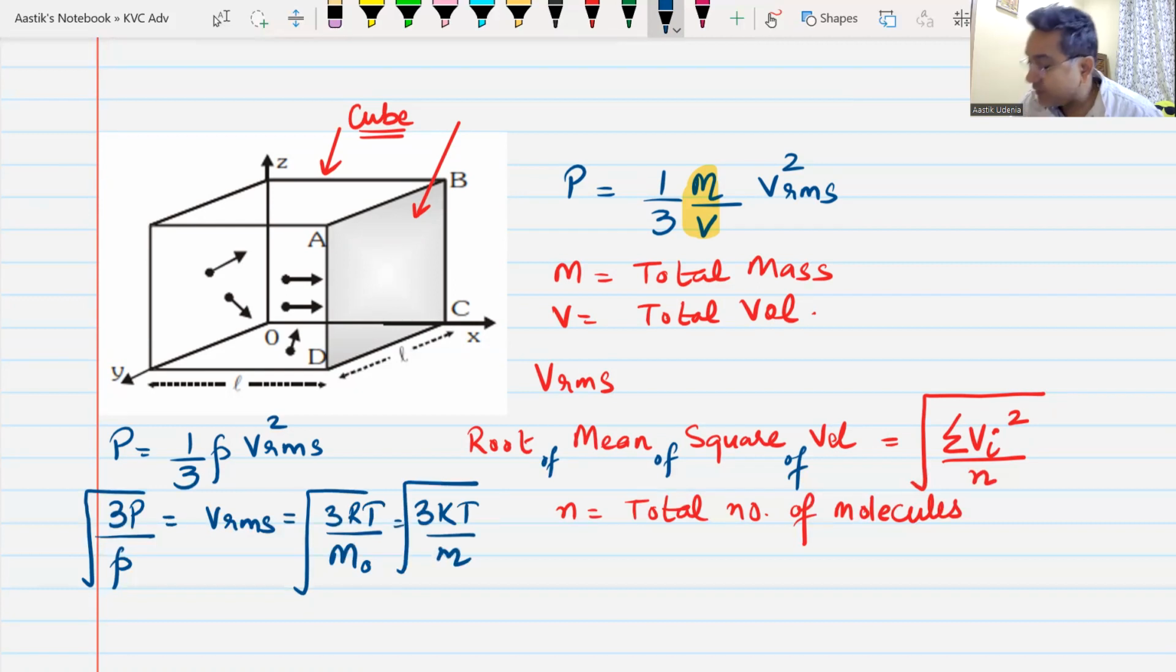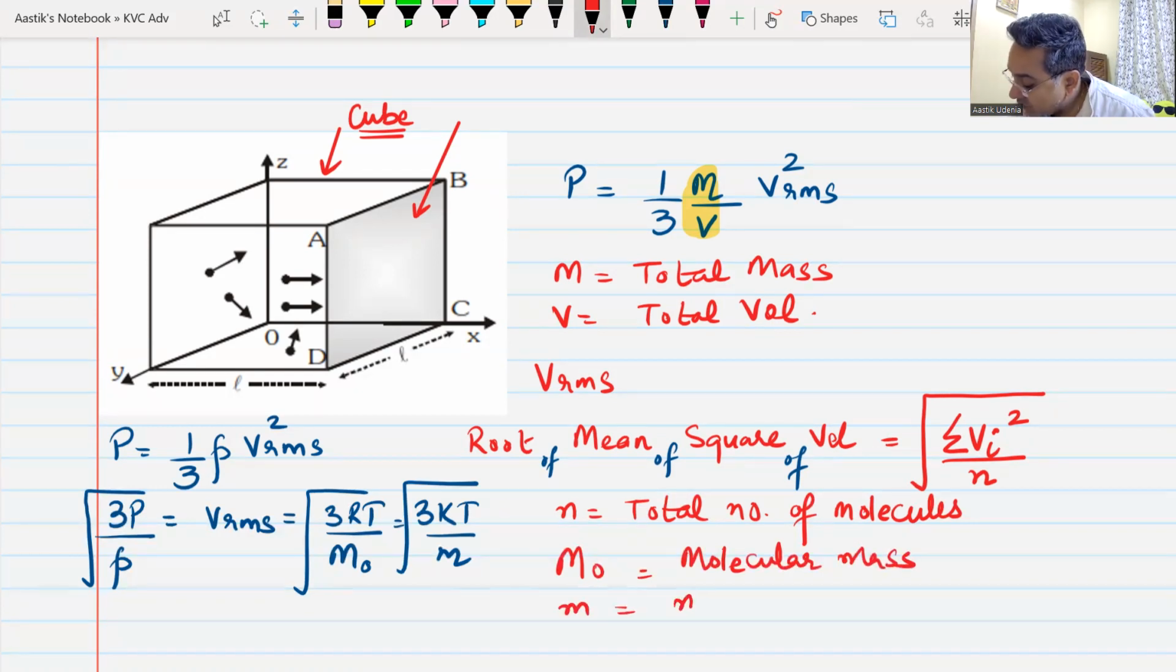Now remember, whenever I am using m naught, it means the molecular mass in kgs, obviously. Small m means mass of one molecule.